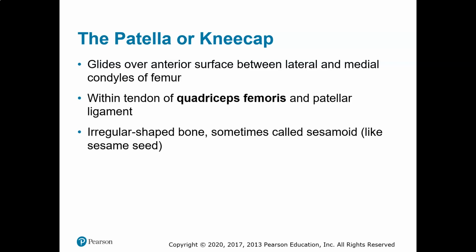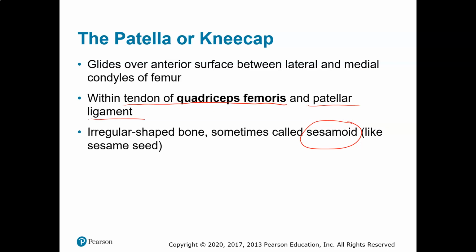The kneecap is called the patella, and the patella is actually a bone that is within a tendon. It's called the quadriceps tendon. So the quadriceps tendon connects the quadriceps to the patella, and then the patellar ligament connects the patella to the tibia below it. So the patella is a type of sesamoid bone, because sesamoid bones are bones that form within tissue.